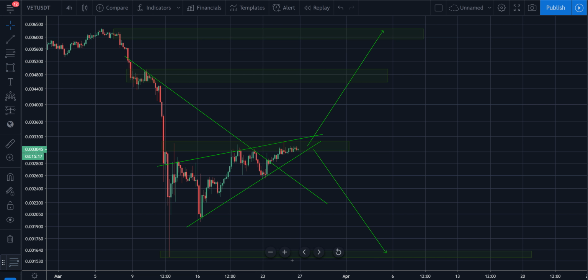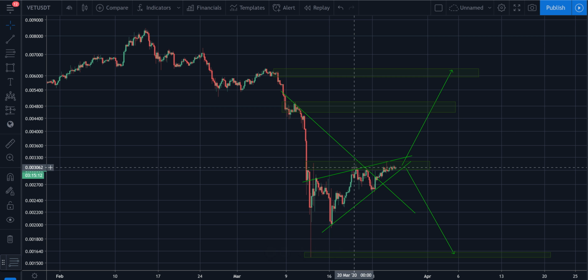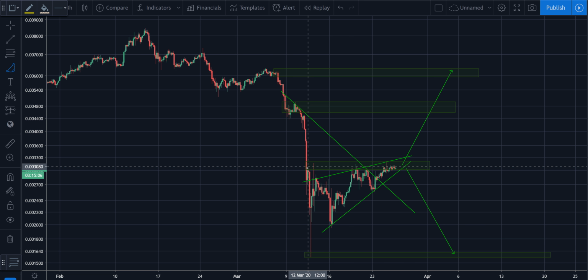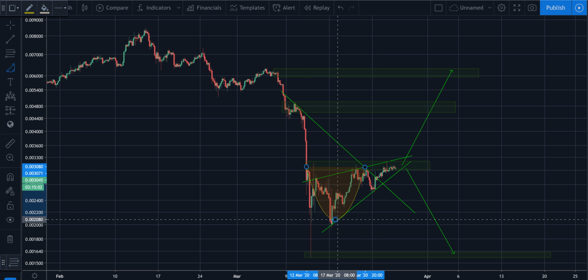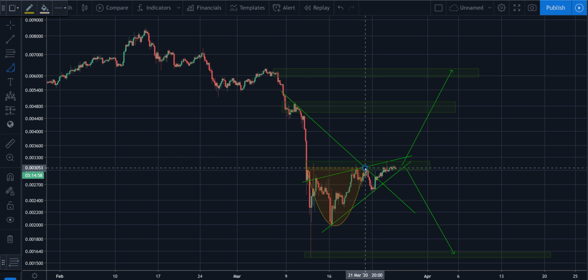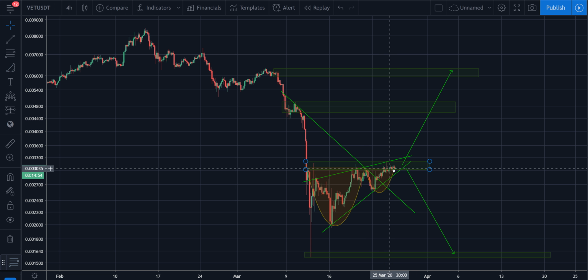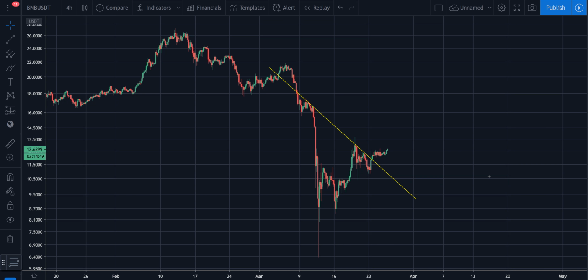It's pretty much the same pattern as you saw on the other chart. You have that bump going down, you have the move up, and any move above would confirm some sort of cup and handle pattern as well. As you can see, you have the cup, and then again you have the handle. If we break above this resistance, that would obviously confirm the cup and handle. Again, very bullish looking for VeChain. Now BNB.